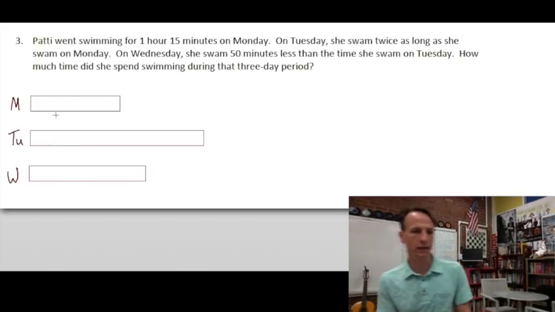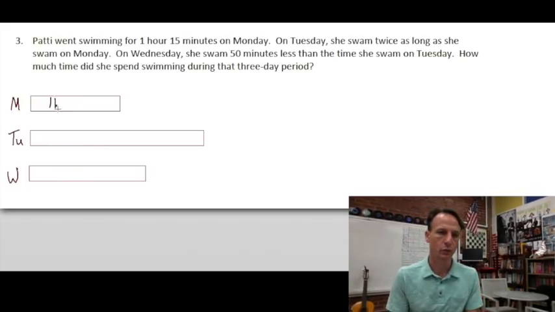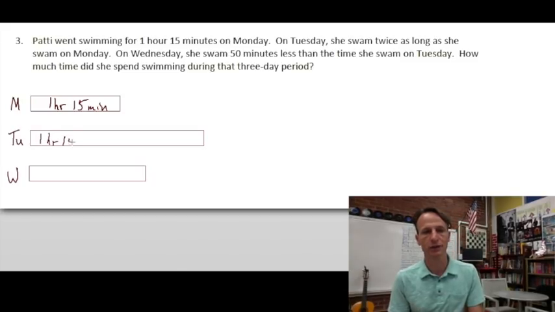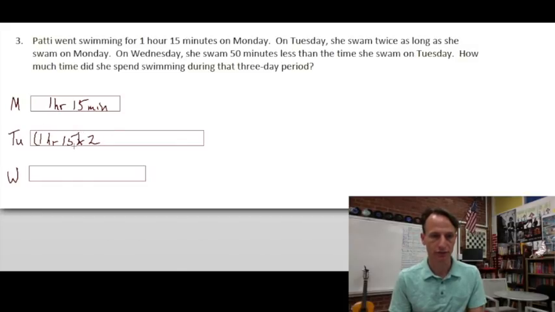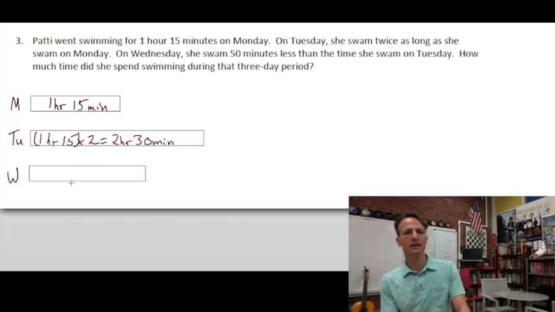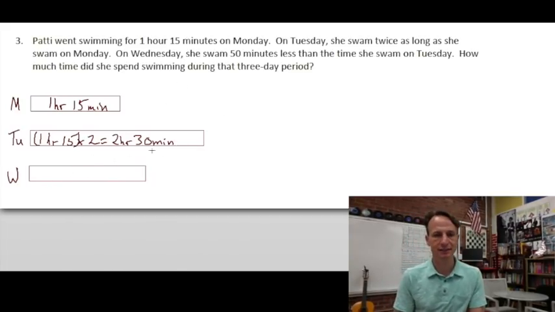So we have here Moon Day, Thor's Day, and Odin's Day: Monday, Tuesday, Wednesday. So Monday is 1 hour, 15 minutes. And Tuesday is, I'll write the whole thing out here, I'll be a nice guy, 1 hour, 15 minutes times 2. You put the 1 hour, 15 minutes in parentheses there. Well, 1 hour times 2 is 2 hours. 15 minutes doubled is 30 minutes. Okay, so we know what that is: 2 hours, 30 minutes. And then Wednesday is 50 minutes less than this time.